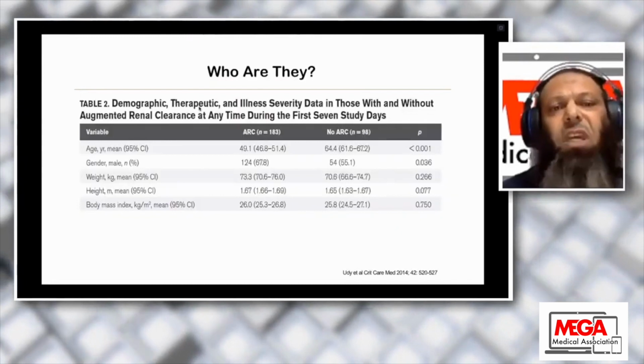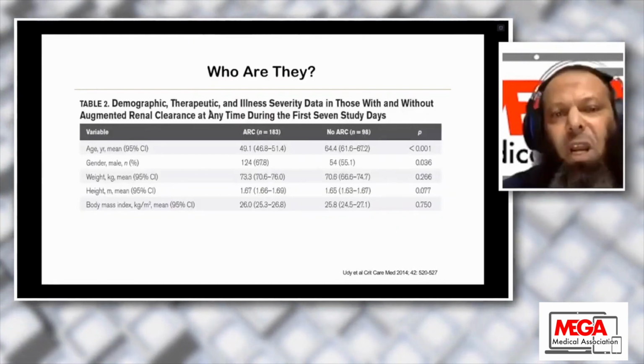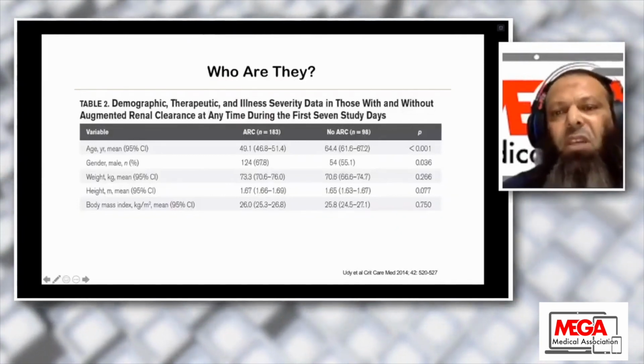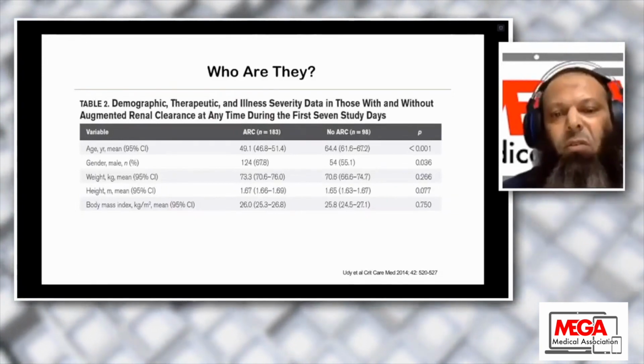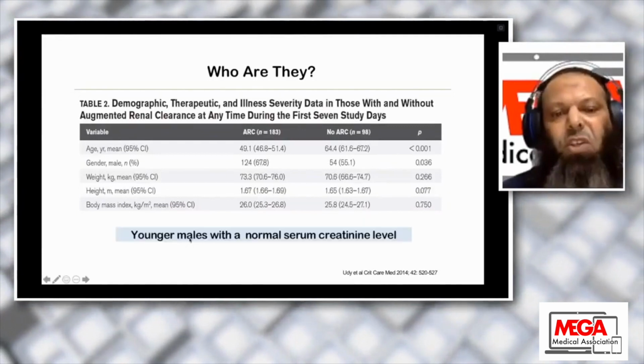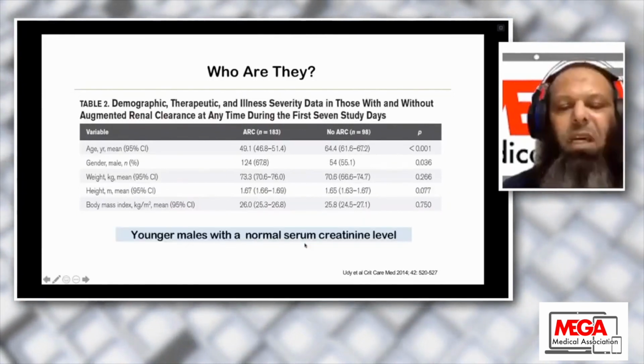They demonstrated in this study the demographic, therapeutic, and illness severity characteristics of those with augmented renal clearance, and they found those patients usually are young males with normal serum creatinine.